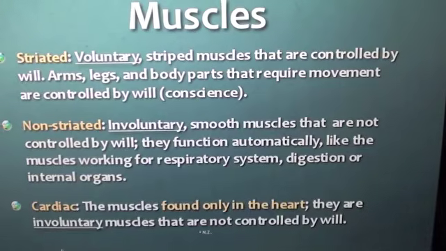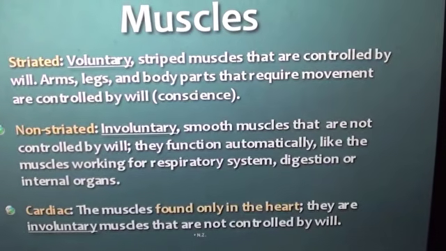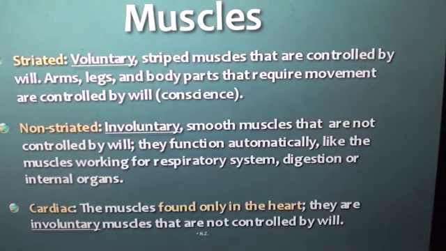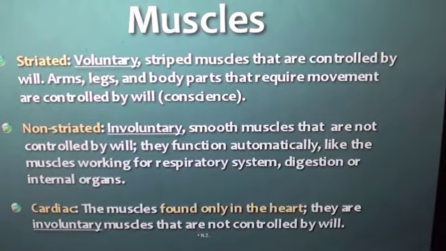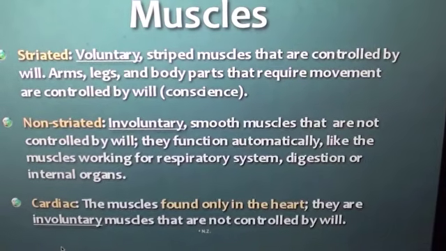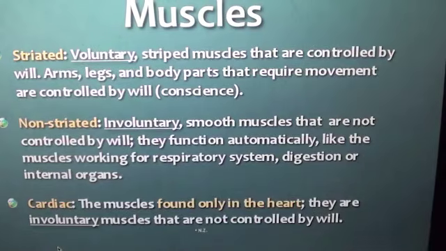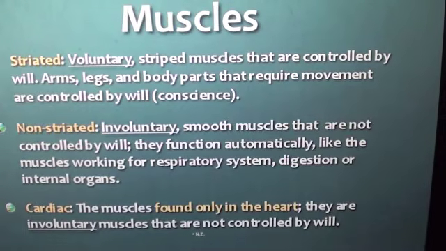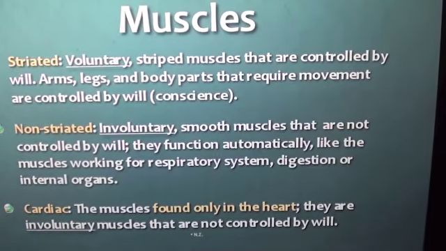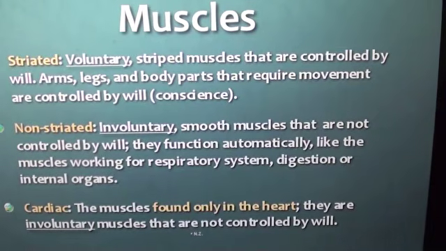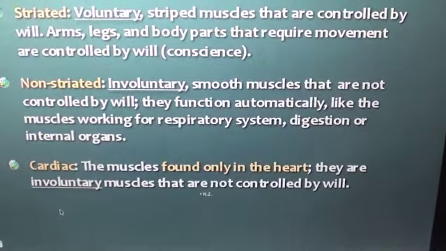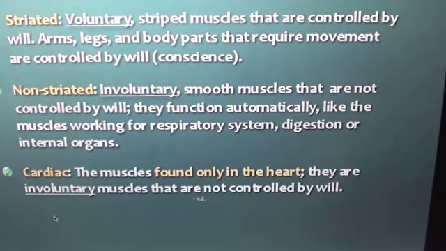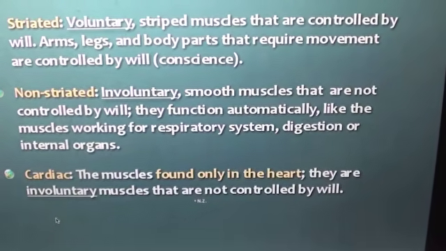Striated muscles are voluntary, striped muscles that are controlled by will. Arms, legs, and body parts that require movement are controlled by will. Non-striated muscles are involuntary, smooth muscles that are not controlled by will. They function automatically, like the muscles working for the respiratory system, digestion, or internal organs. Cardiac muscles are found only in the heart. They are involuntary muscles that are not controlled by will.